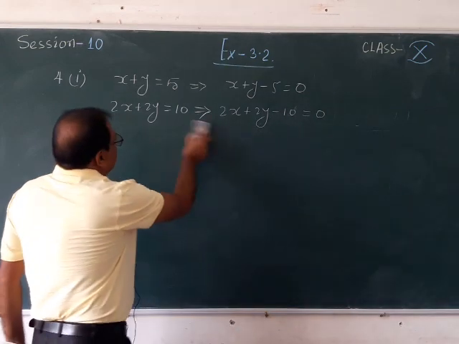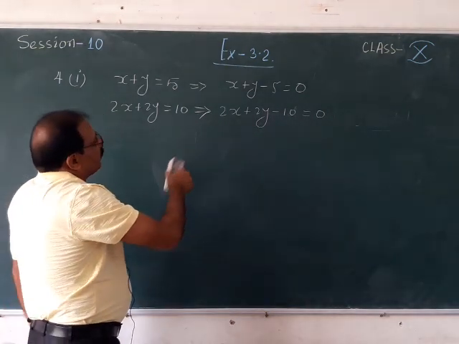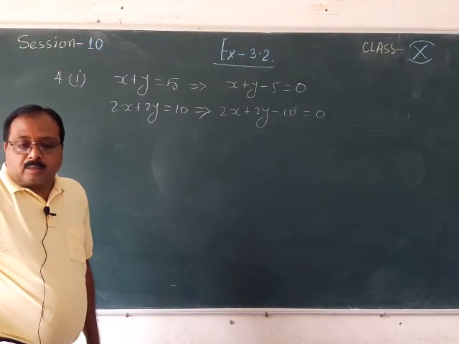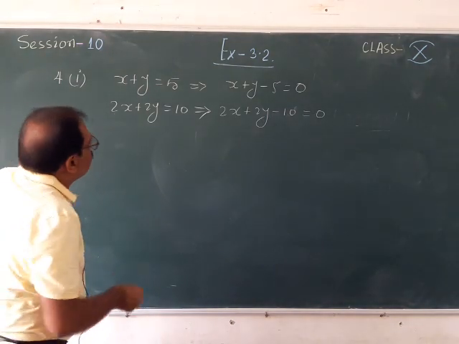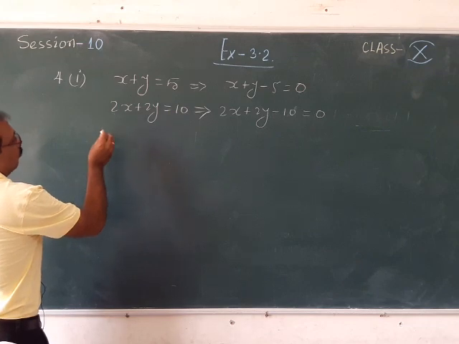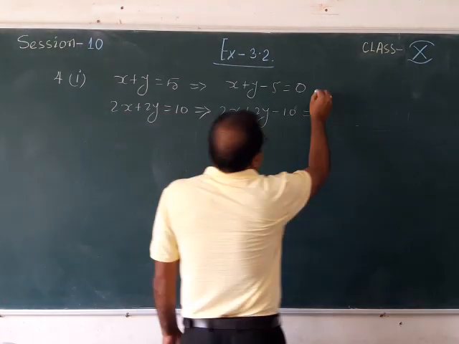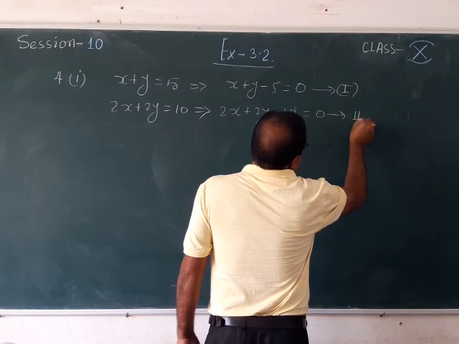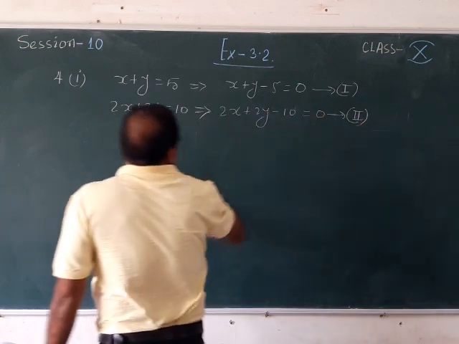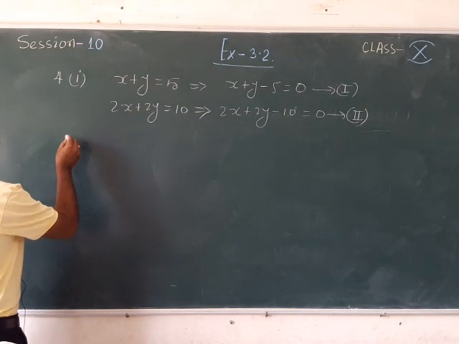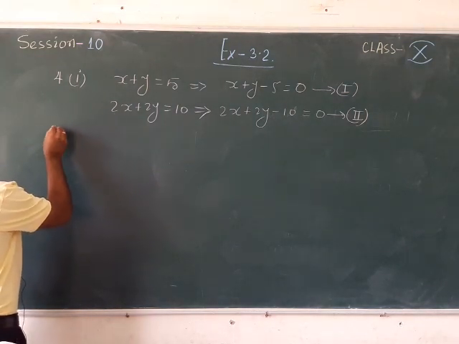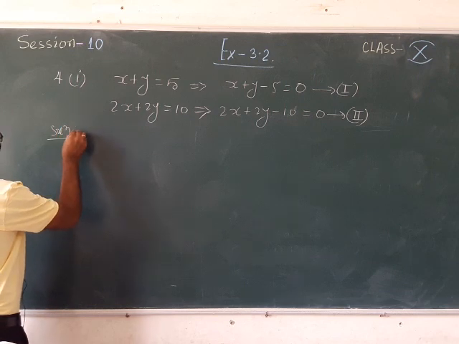Now for the graph, one by one we have to check each equation and find its solution set. Okay, so for equation 1 you have two equations. This is the first equation, this is the second equation. For the first equation's graph, the remaining part of the solution I am writing over there.